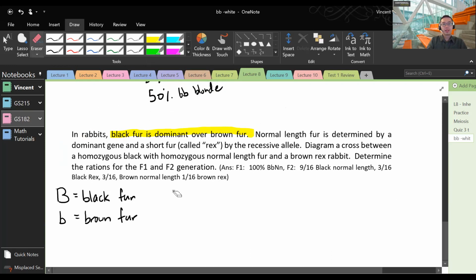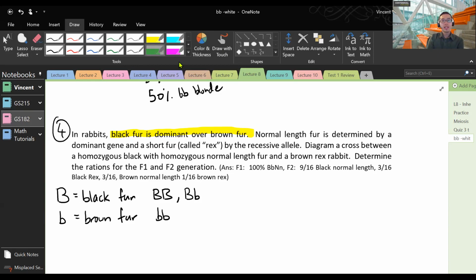Okay. And then we can write out the different combinations. Big B is black, so is big B, small b. Brown fur is small b. Okay, so that's the first trait. This is question number 4 from the second part.